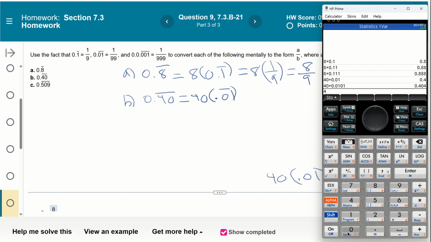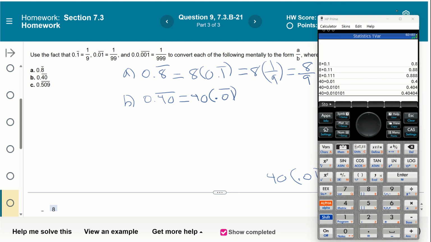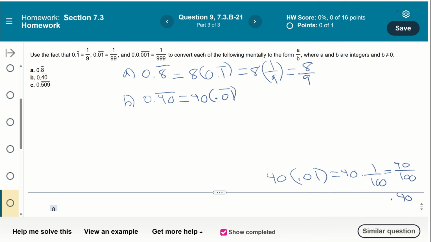Now multiply 40 by 0.010101. You see that? Again, this pattern will continue. So basically now we know what 0.01 bar is. It's 1 over 99. So we multiply this by 1 over 99 and we end up with 40 over 99. Okay, next one exactly the same way. I'll let you finish it.